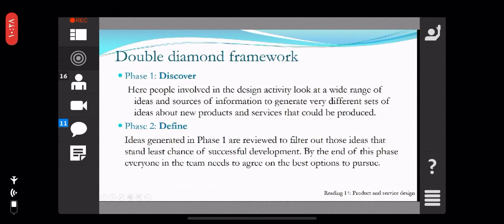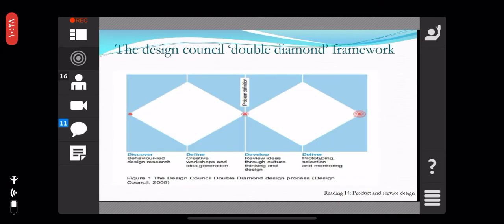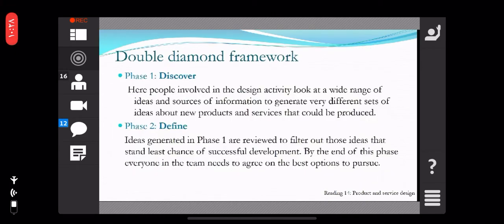Now, what is discover? Double diamond framework. This is the double diamond framework. It consists of discover, define, develop, deliver. Now, double diamond framework, phase 1. In phase 1, we have discover. What is discover? Like discovery.